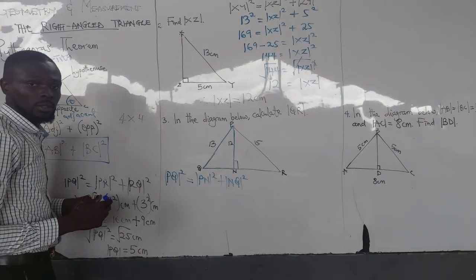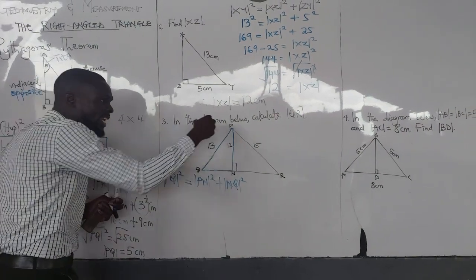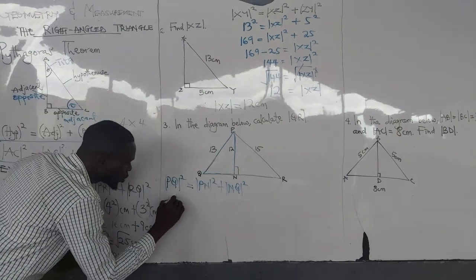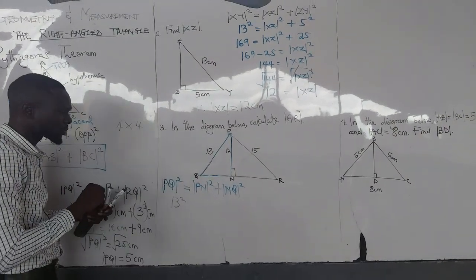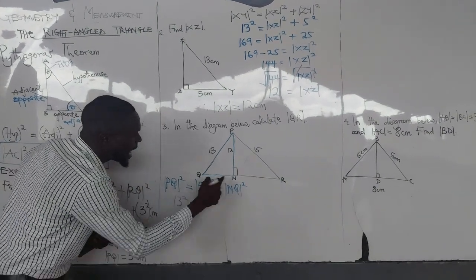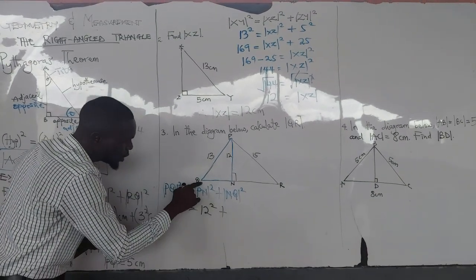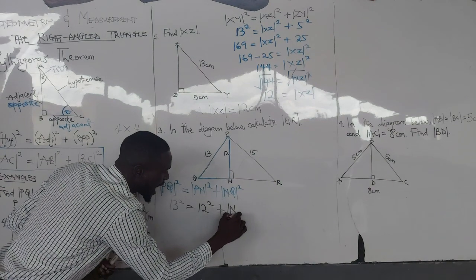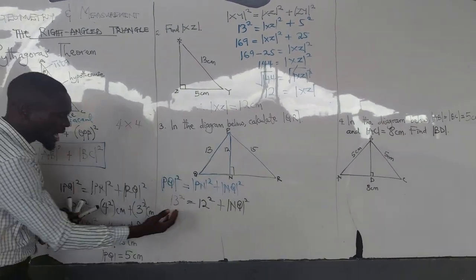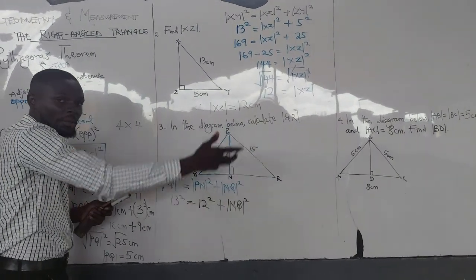Now let's just do our substitution. With the substitution, look at what the question has given you. PQ, which is the same as this side, is 13. So 13 squared is equal to PN, which is 12 squared, plus, we don't know this one, so we maintain it, NQ squared. So now, what is 12 squared? 12 times 12. 13 times 13.